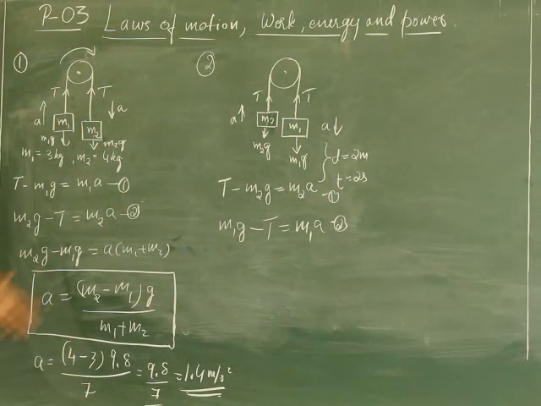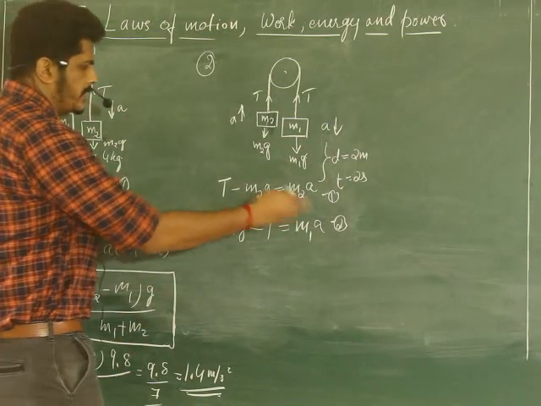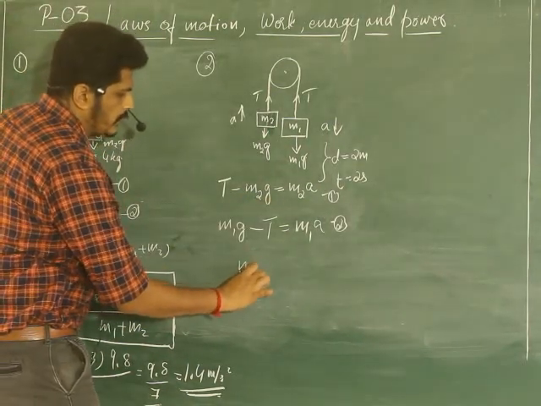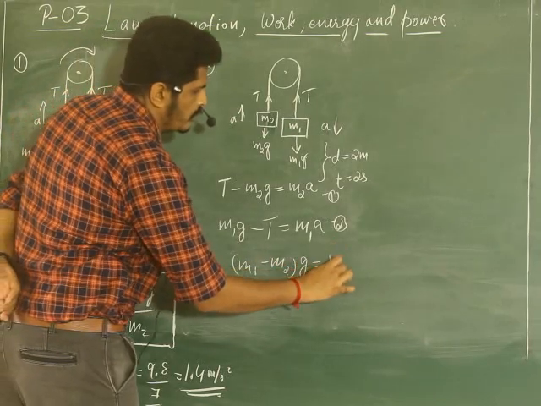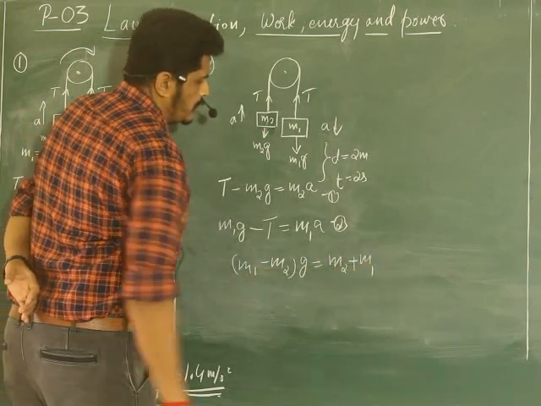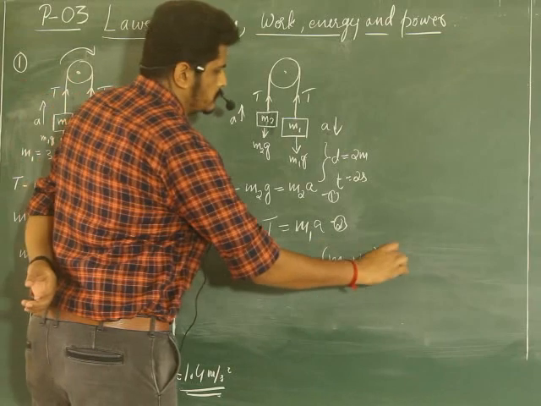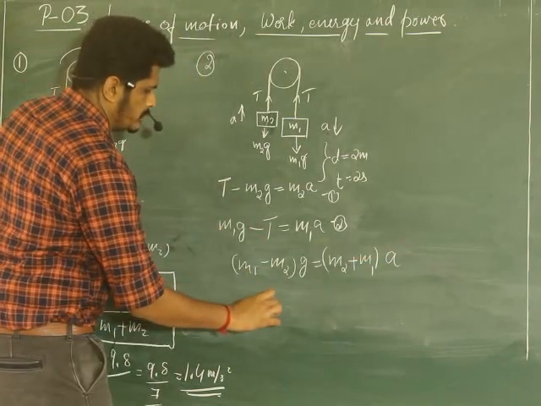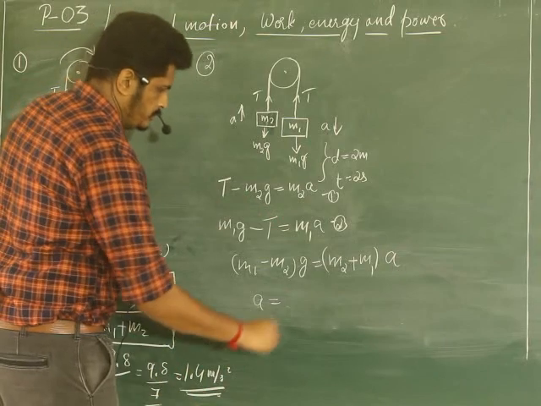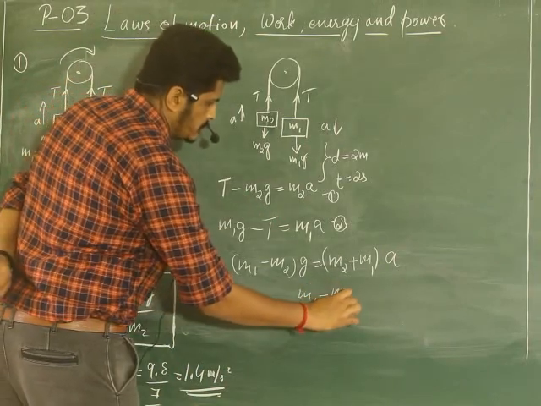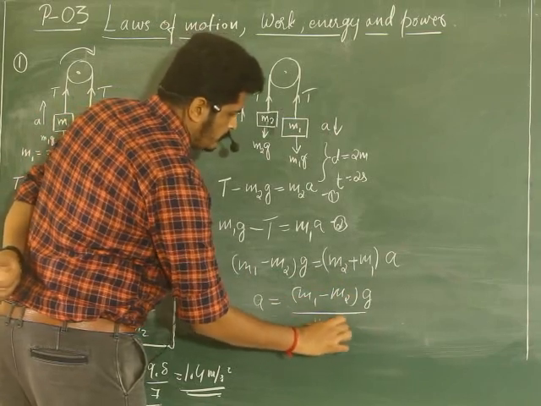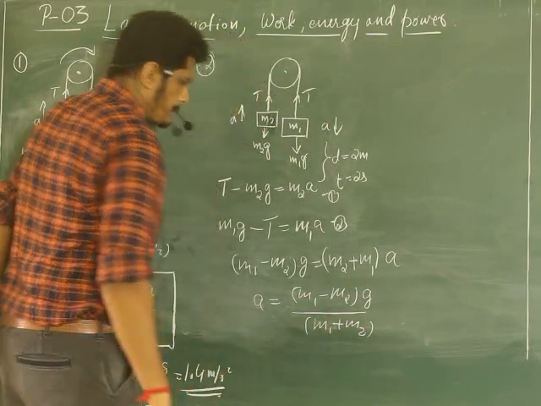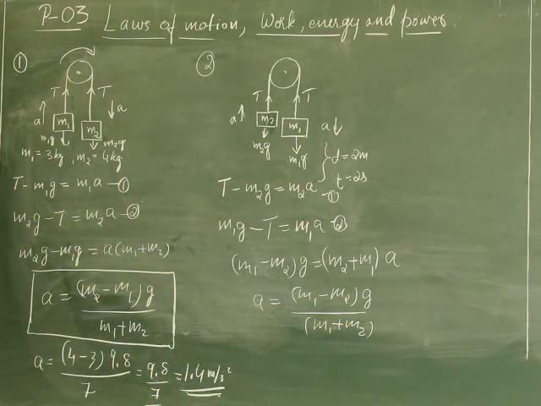Next, I will evaluate like the previous question. What I can get from this is M1 minus M2 into G is equal to M2 plus M1 into A. So what is the acceleration we get here? A is equal to M1 minus M2 into G divided by M1 plus M2, right? One and the same, right? Hope you can understand this. Have a clear look regarding that equation.